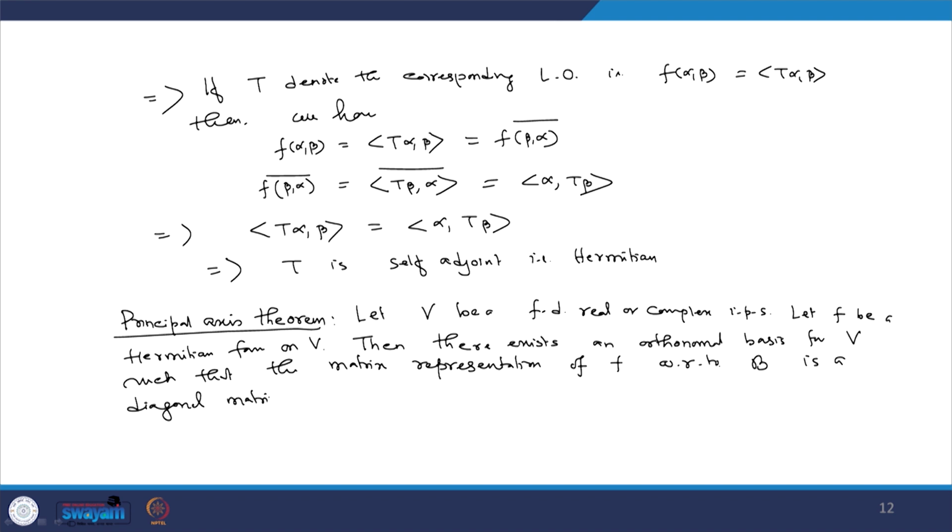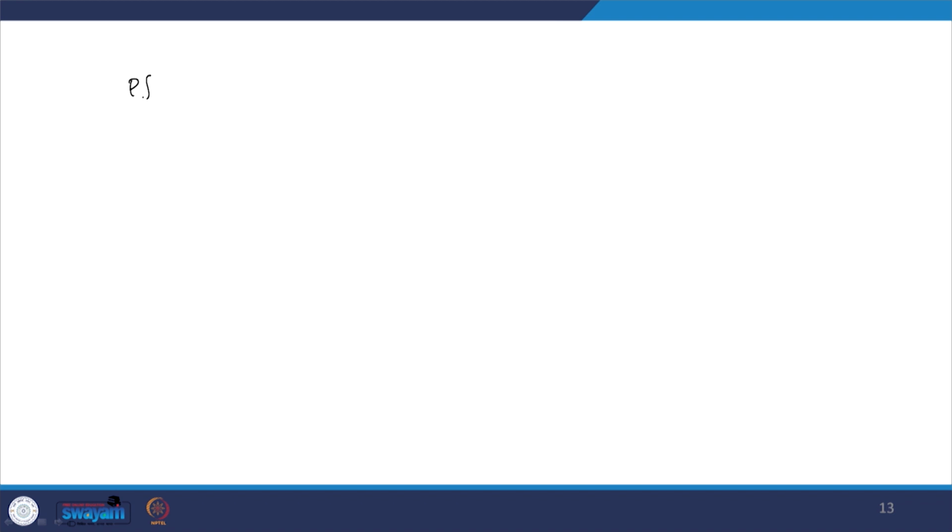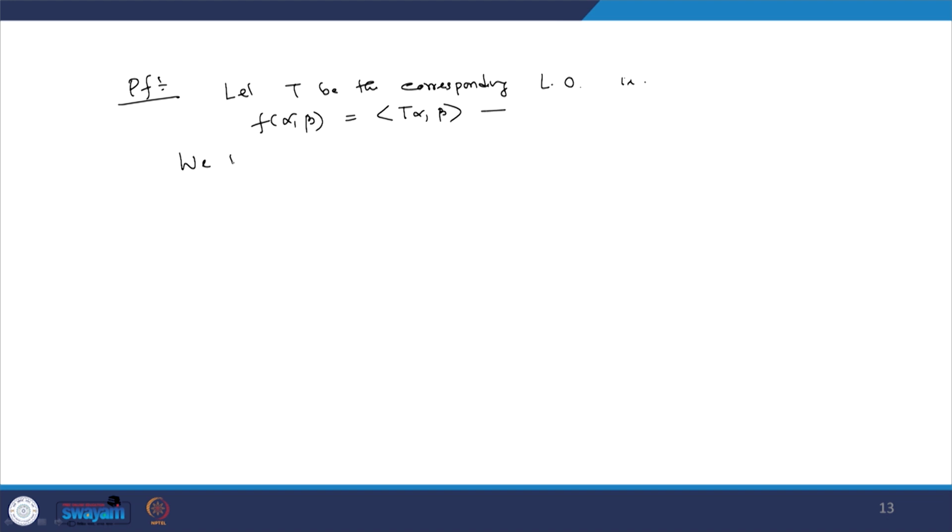Now, a matrix with real entries on the main diagonal. The proof of this result is basically an application of what we have already learned. Let T be the corresponding linear operator, that is f(alpha, beta) equal to the inner product of T alpha and beta. We know T is Hermitian since f is Hermitian.